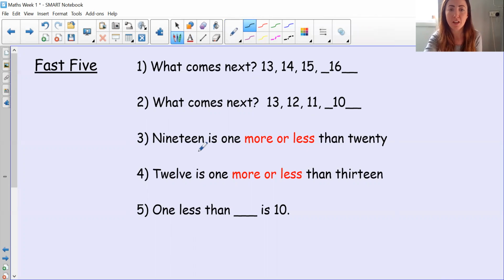Then number 3, 19 is 1 more or less than 20. So if the number is more, then it means it comes after. So does 19 come after 20? No, it doesn't. 19 comes before 20, so it must be 1 less than 20. And then number 4, 12 is 1 more or less than 13. So again, let's think, does 12 come after 13? No, it doesn't. It comes before 13, so it must be 1 less than 13.